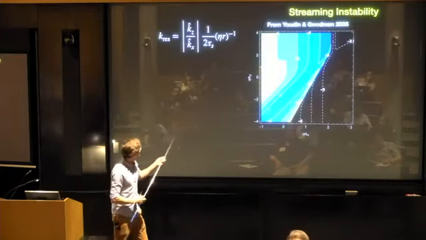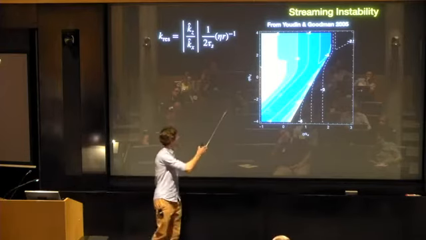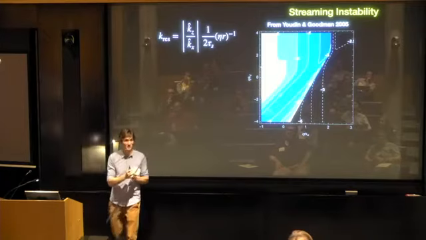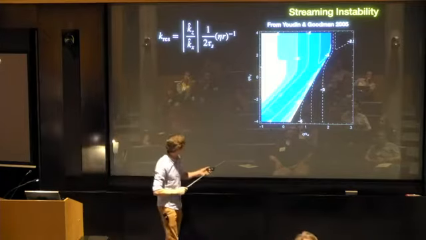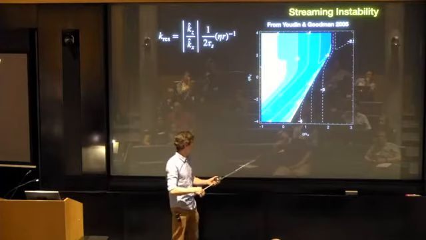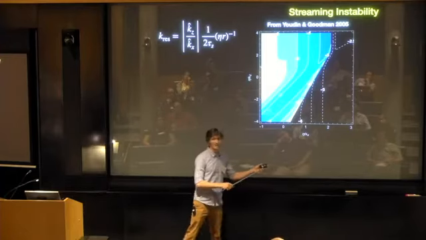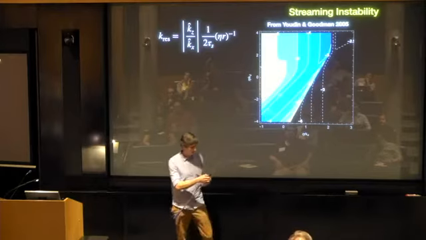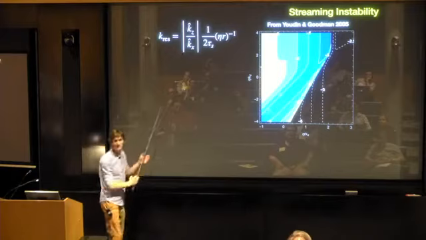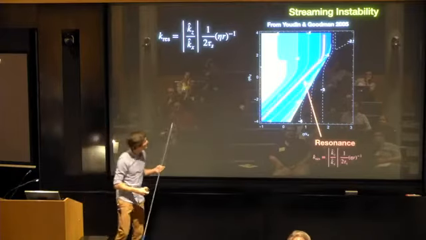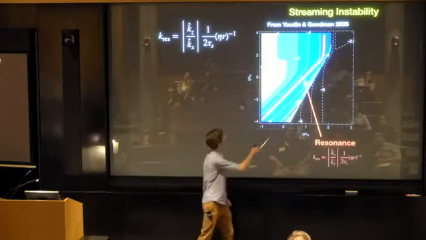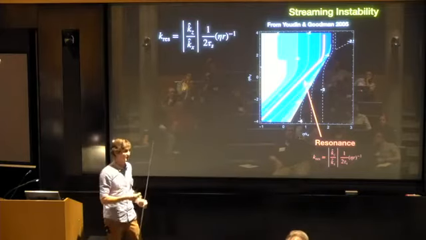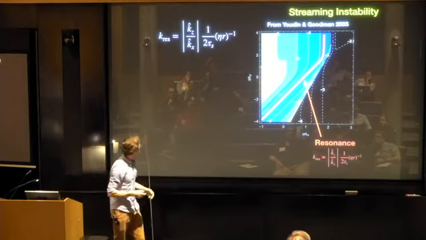I think someone showed this yesterday, but this is one of the plots from the original Youdin and Goodman paper. I just reproduced it here, showing the growth rates of the streaming instability at some particular parameters as a function of the radial wave number and the vertical wave number. These colors are low growth rates, dark blue is high growth rates. If we take this condition that I just worked out and put it on this plot, it looks like that, right? So it lines up perfectly with the maximum growth rate, which is what we care about. So it's providing a good prediction of the maximum growth rate of the instability.